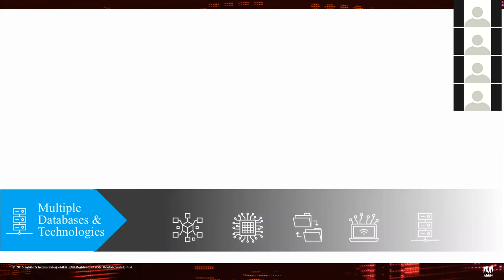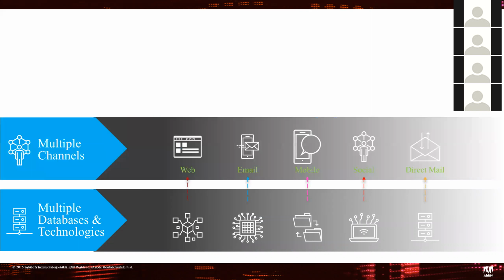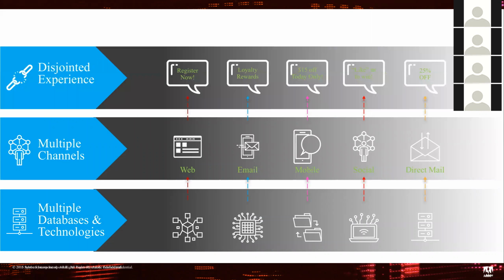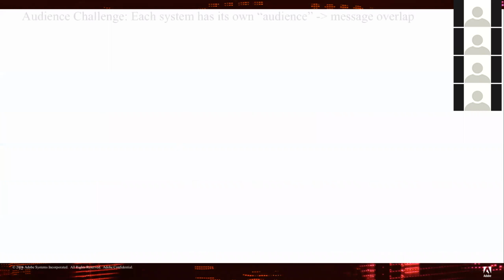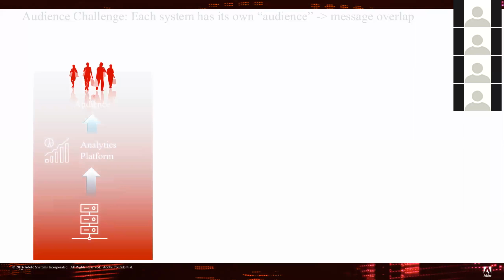Now, what actually makes up a DMP? Well, we're trying to solve for some problems here. As marketers, these are all things that we run across. We have multiple databases and data technologies. We have multiple channels. That creates a disjointed experience for the customers. So you can see where the challenge is: each system has its own audience, which equals message overlap.